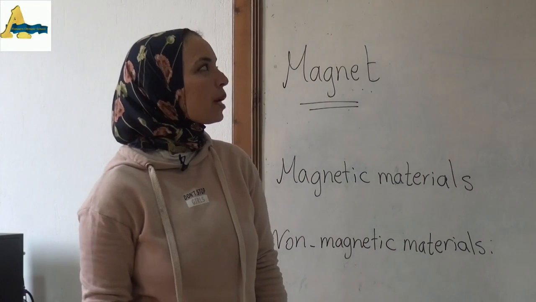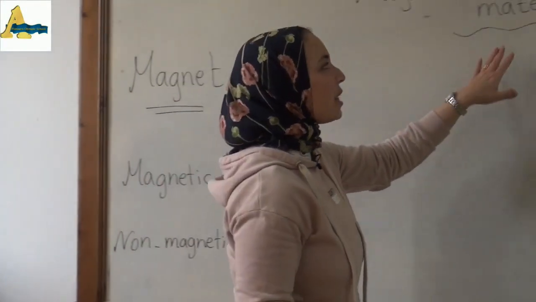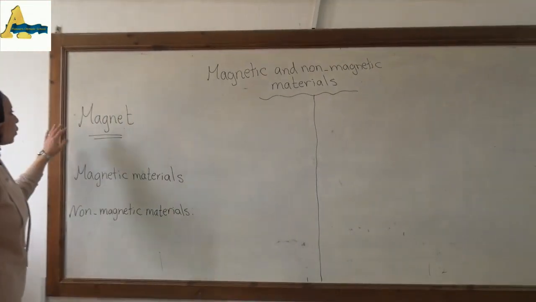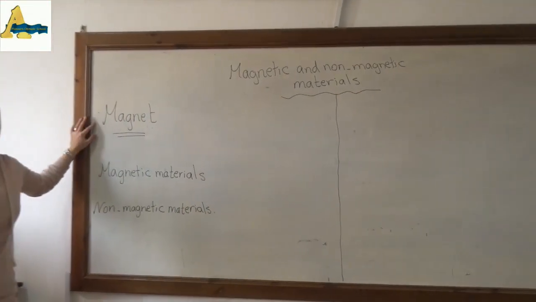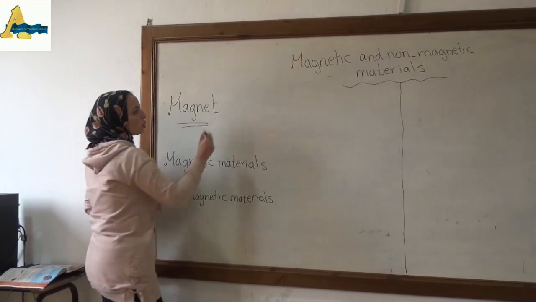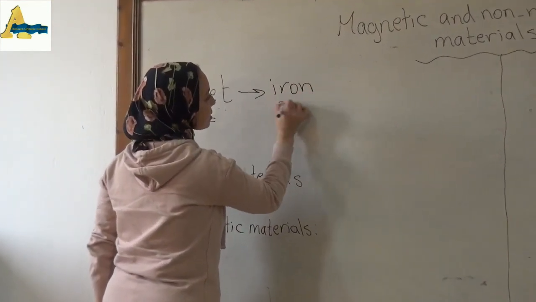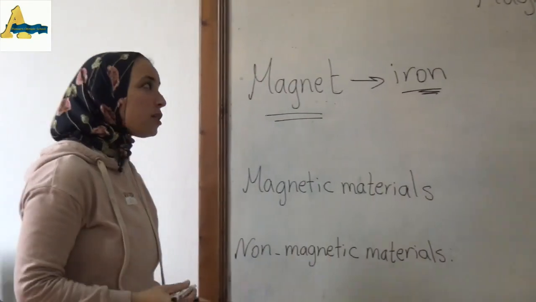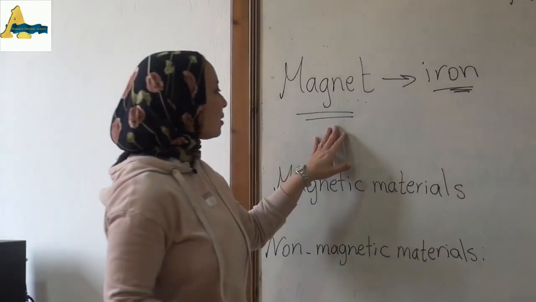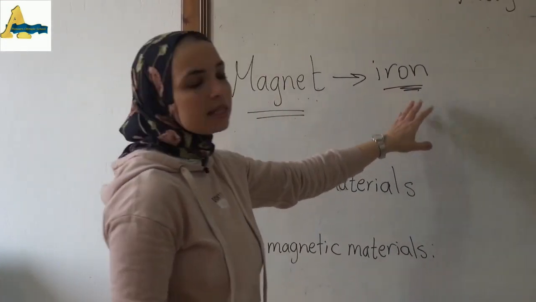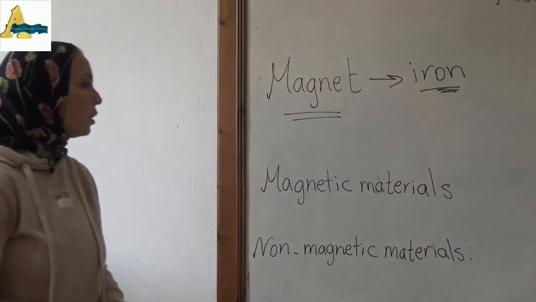Today we are going to talk about magnetic and non-magnetic materials. First, what is a magnet? A magnet attracts anything which is made of iron or contains iron.